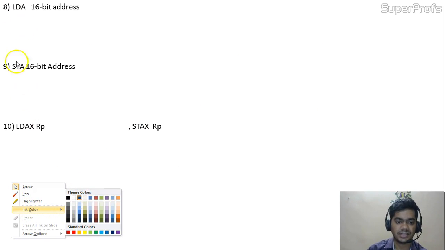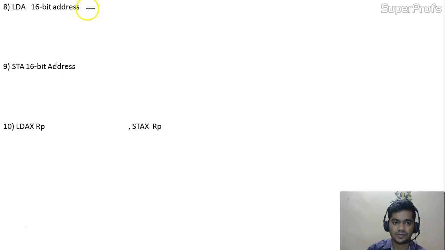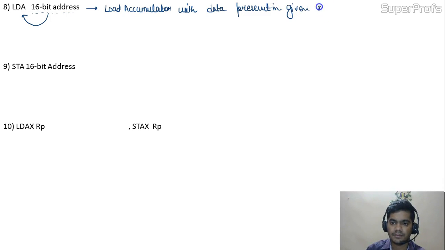Now the next instruction is LDA 16-bit address. So what is going to be done in this instruction? The data which is present in this 16-bit address would be transferred to the accumulator. Okay, so we can write: load accumulator with data present in given memory location. So this is the functioning of this instruction.